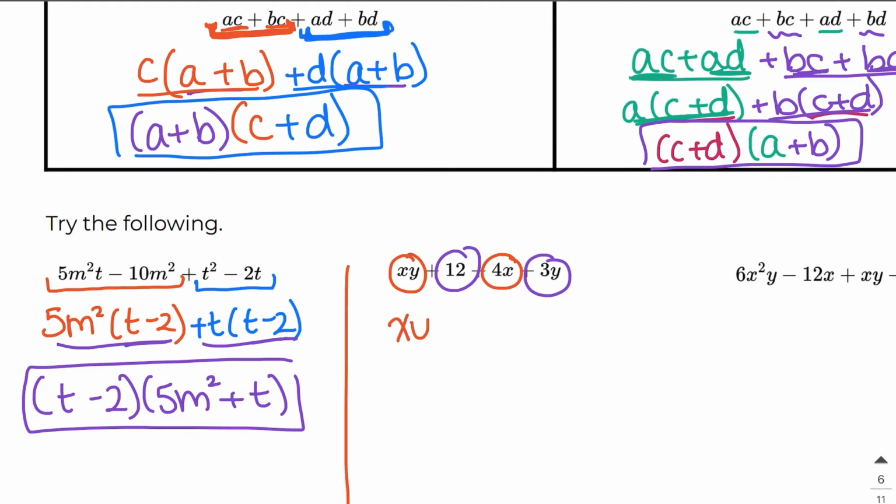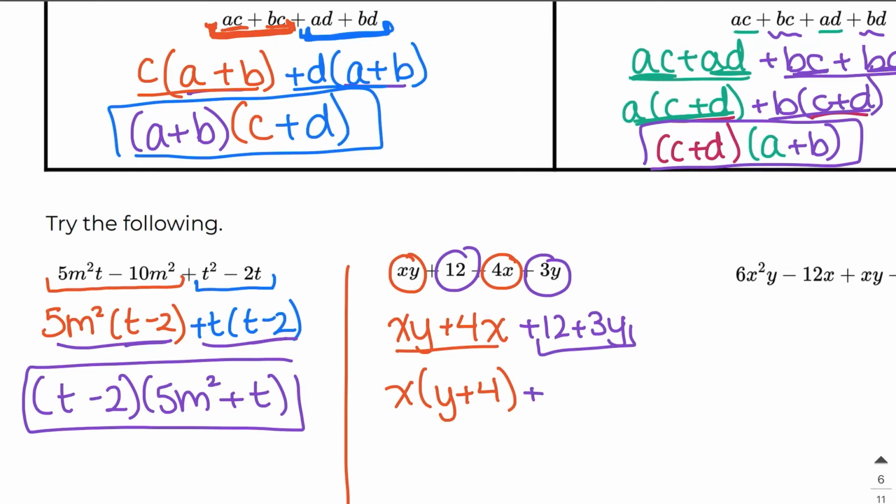So I'm going to group the xy with the 4x, and then I'm going to group the 12 with the 3y. Okay, so here in my first group, there's an x in common. When I factor it out, I've got y plus 4. In my second group, there is a 3 in common. When I factor that out, I get 4 plus y.